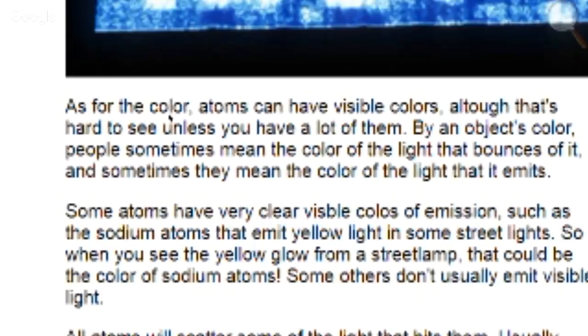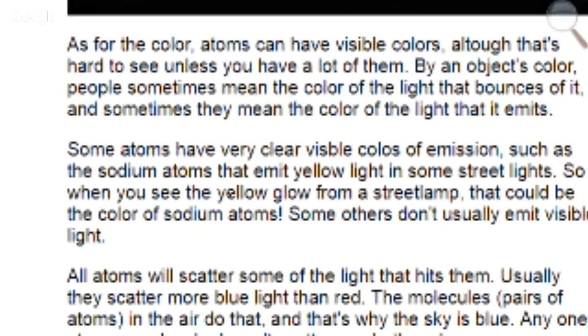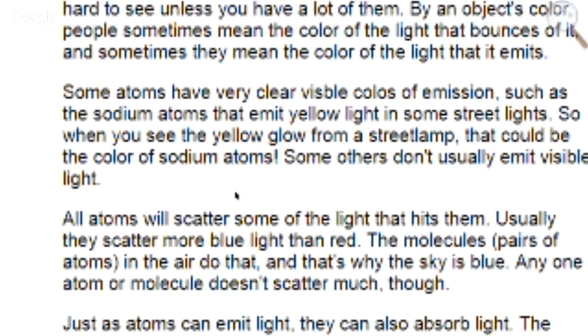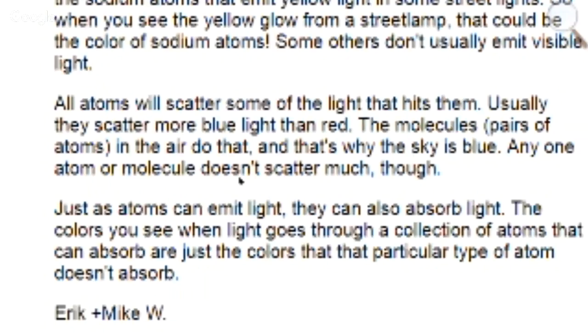As for the color, atoms can have visible colors, although it's hard to see unless you have lots of them. By an object's color, people sometimes mean the color of the light that bounces off it. So is there anything else we need to add there? Not really. So what's the next one?